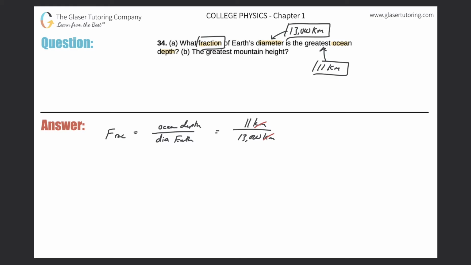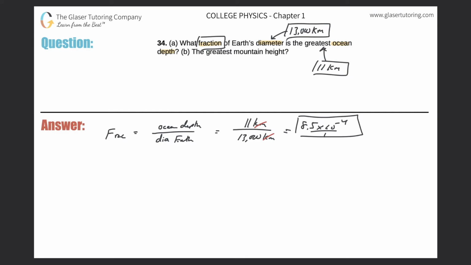So let's plug this into the calculator. 11 divided by 13,000 works out to a fractional value of about 8.5 times 10 to the minus 4. This is really over 1, you can put that over 1, that's not a big deal, but that would be the fraction. And again, no units because they canceled. So that's the fractional value in terms of the greatest ocean depth.